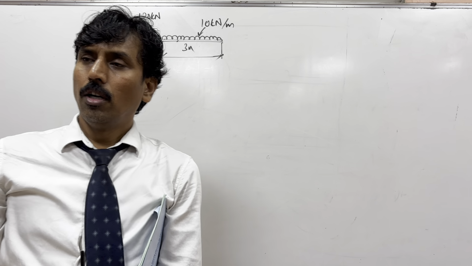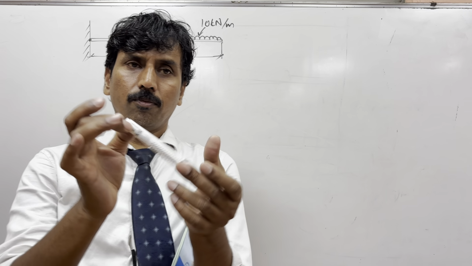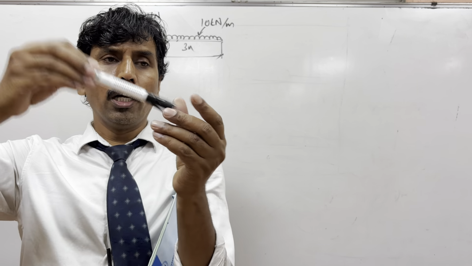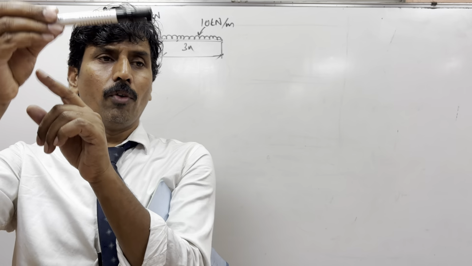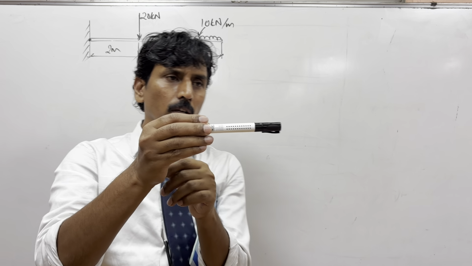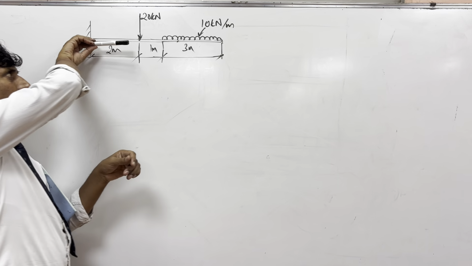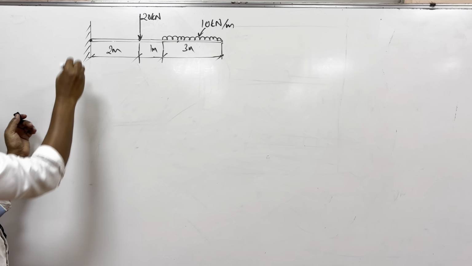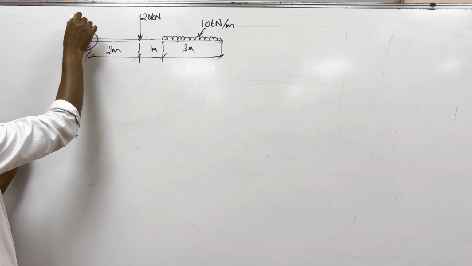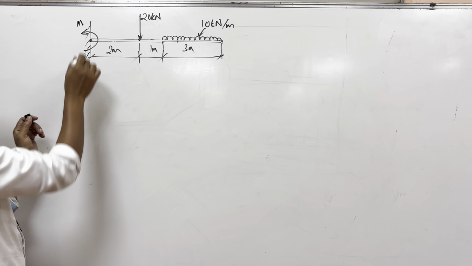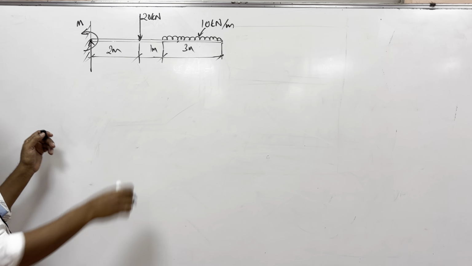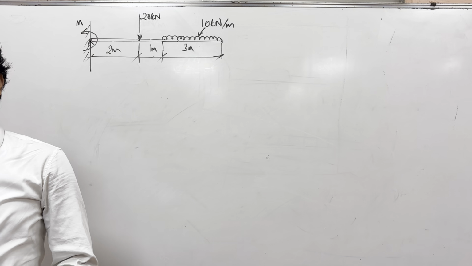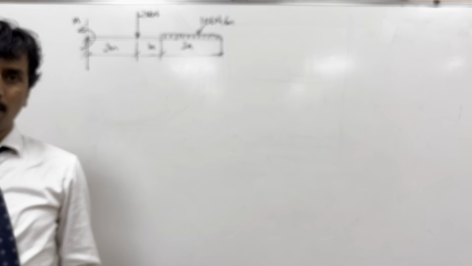Guys, can I hold the pen like this? I can't. Suppose it is a hinge, it falls. I have to hold it like this. That means when I hold it like this, I am trying to create a moment, as well as I am supporting this vertical load. So at the fixed end, there will be two: one reaction force and one reaction moment.